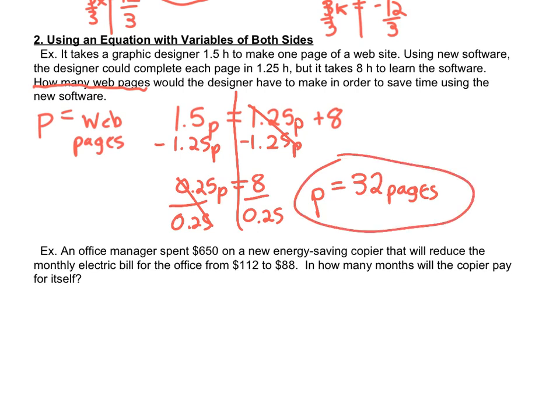Okay? It would take them 32 pages to take the same amount of time. So after 32 pages, that's when the new software would be saving us time. So the idea is that the new software, yes, it takes time to learn, that 8 hours to learn, but you can complete the web pages much faster using that software. So for a certain amount of time, the new software is actually slower because you're taking up that 8 hours of time to learn how to use it.